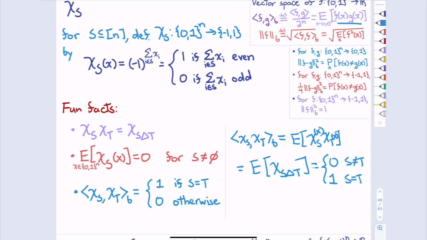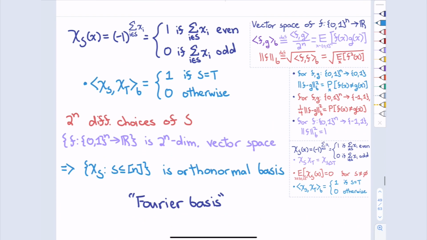Right, so how big of a dimension vector space are we living in? N bits, 2 to the n. Yeah. And then how many possible chi-s's are there? How many choices of s? 2 to the n, one for every subset of n. Okay, so that actually gives you a maximum size independent set. It fills out the dimension of the vector space. This is called the Fourier basis.